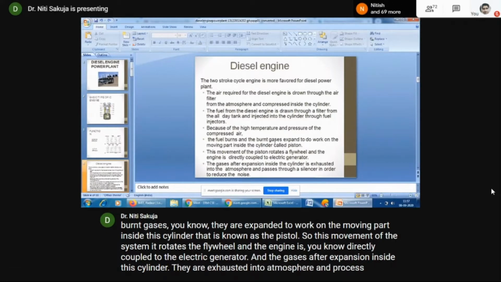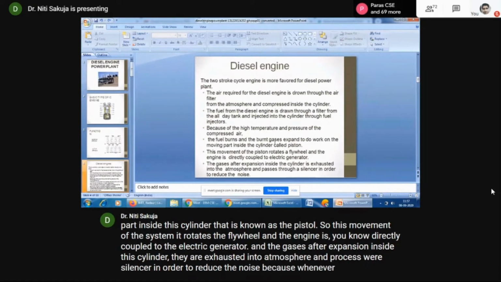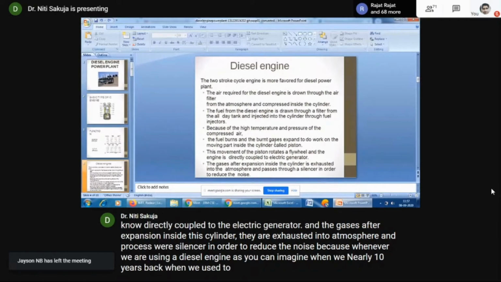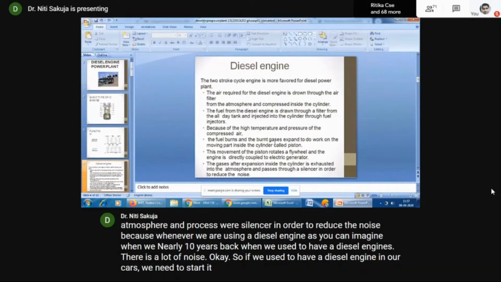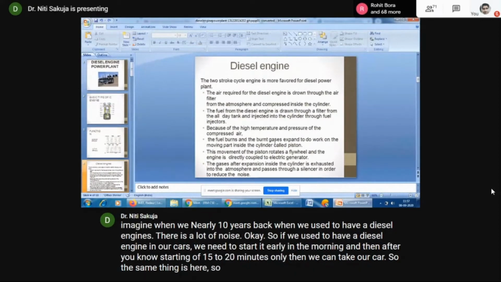Because whenever we are using a diesel engine, as you can imagine, nearly 10 years back, when we used to have a diesel engine in our cars, there was a lot of noise. We needed to start it early in the morning, and only after it ran for 15 to 20 minutes could we take our car. So the same thing is here. The technology obviously has advanced a lot, but still a lot of improvement needs to be done in this.